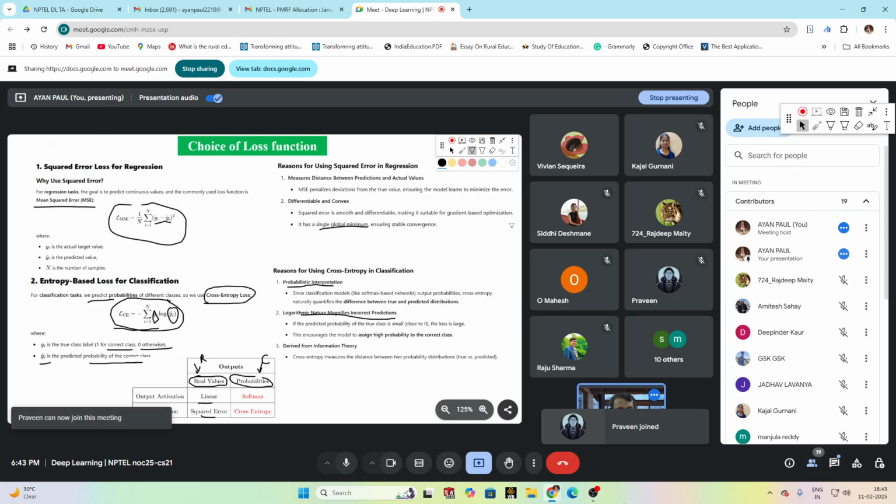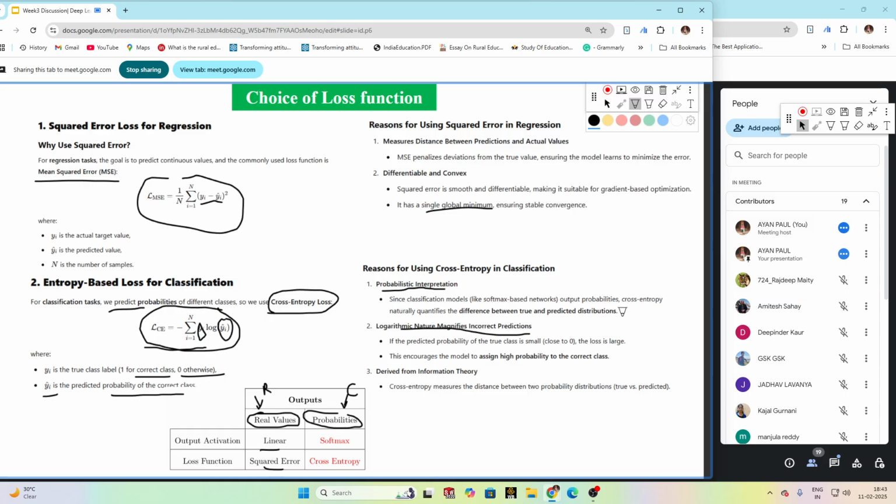And whenever we are talking about the activation function of the output layer, we have two kinds of distinction: the regression task and the classification task. In the regression task, we use a normal linear activation function, but in the classification task we use a probability based classification function known as the softmax function. So this is about the choice of activation function. Now, what is the choice of loss function?